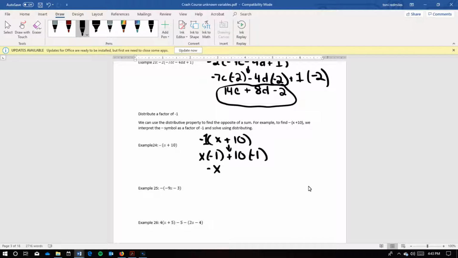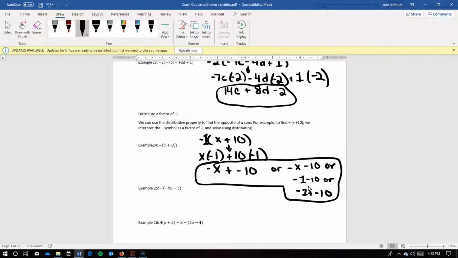X times negative 1 is just negative x, or you could put a negative 1x, it doesn't matter, plus a negative 10, or I could write it as negative x minus 10, or negative 1 minus 10, or negative 1 plus a negative 10. These are all correct ways that mean the same thing.